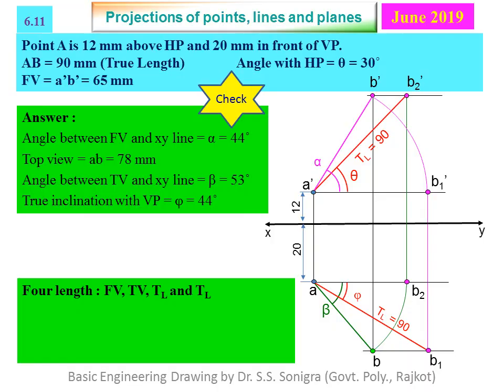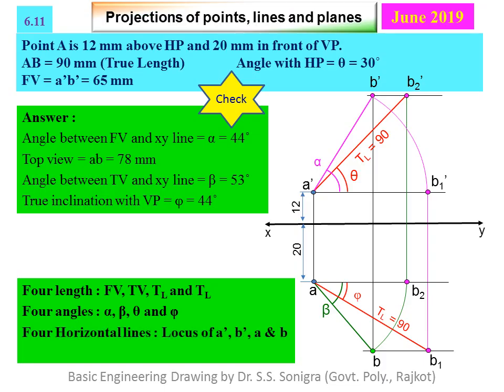Now check whether the problem is correct or not. 4 parameters: front view, top view, true length, 4 angles alpha, beta, theta, phi, 4 horizontal lines A dash A, B dash B, and 4 vertical lines as shown in this diagram. So this is complete solution of this problem that is asked for 7 marks.